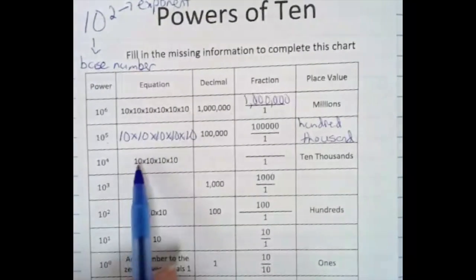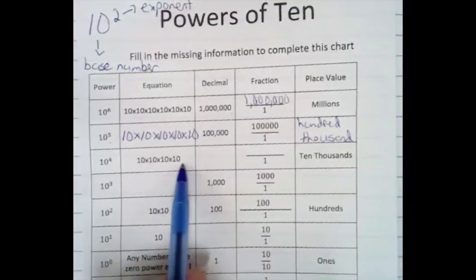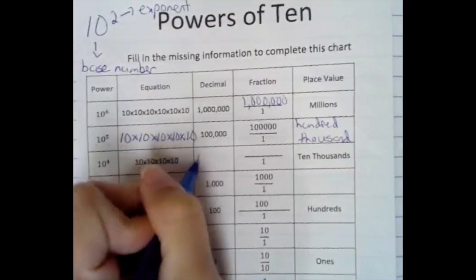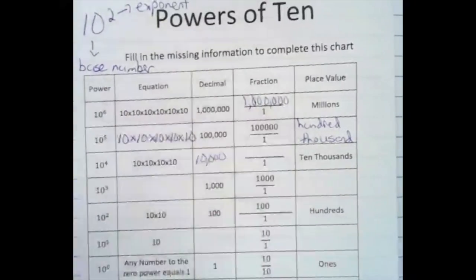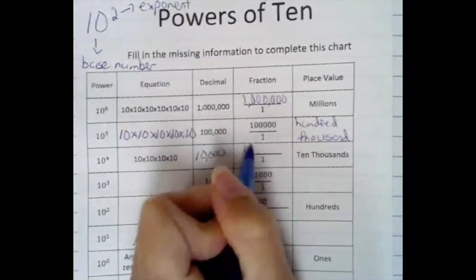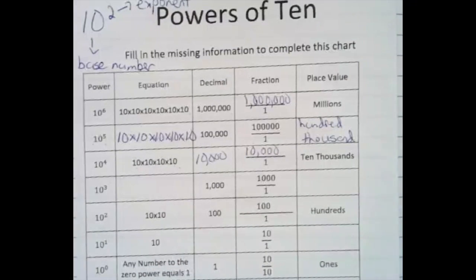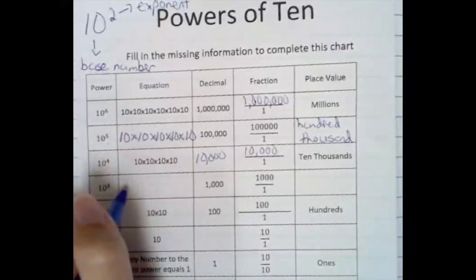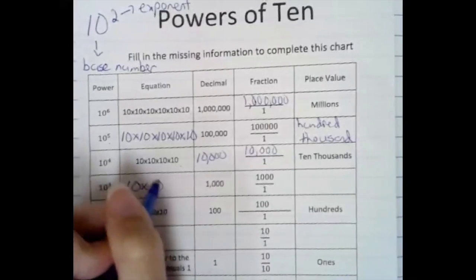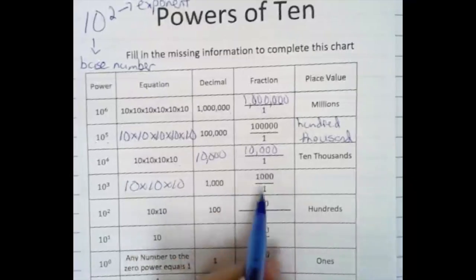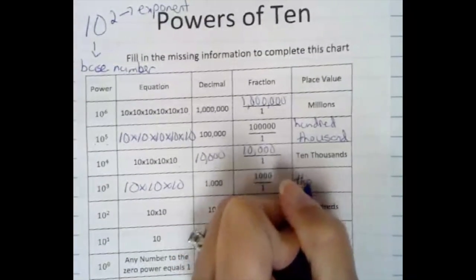10 to the 4th power is 4 groups of 10. 10 times 10 times 10 times 10. That's going to be 10,000. Fraction form is going to be 10,000 over 1, and the place value is 10 thousandths. 10 to the 3rd power, 3 groups of 10. 10 times 10 times 10. That's 1,000. It's 1,000 over 1, and the place value is 1,000.